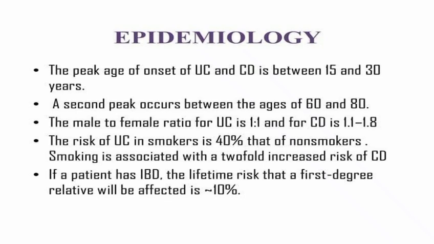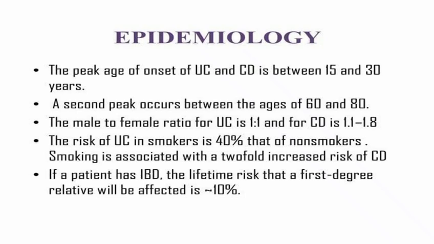Mainly, the male to female ratio is about 1:1 for ulcerative colitis, and for Crohn's disease it is 1:1 to 1:8. So sometimes females are more easily affected than males in Crohn's disease.